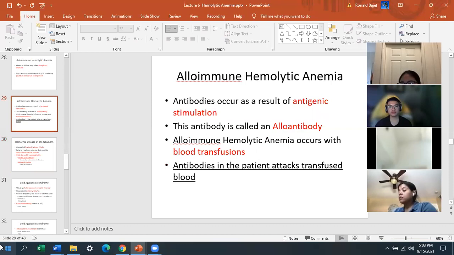So alloimmune hemolytic anemia, the antibodies will occur as a result of antigenic stimulation from an outside source. The antibody is called an alloantibody. So alloimmune hemolytic anemia, again, allo occurs with blood transfusions. And I use the example of the KEL and the patient needing blood that has the KEL antigen. So what happens is antibodies in the patient who needs the blood will attack the transfused blood.